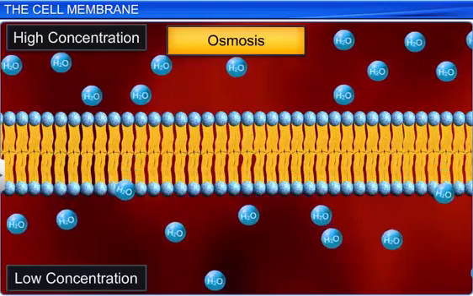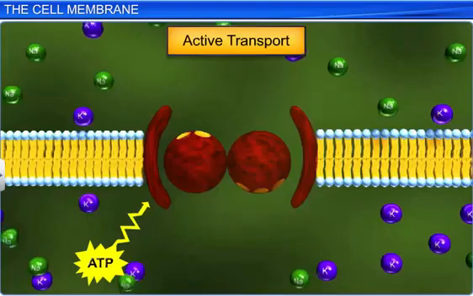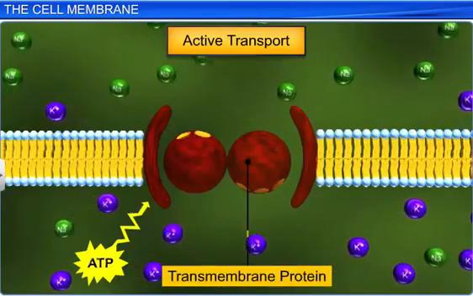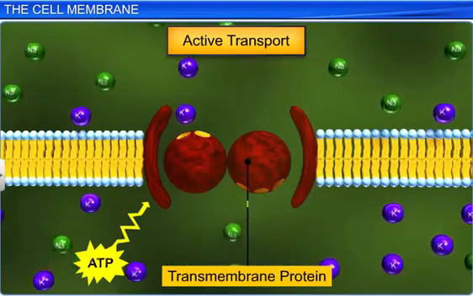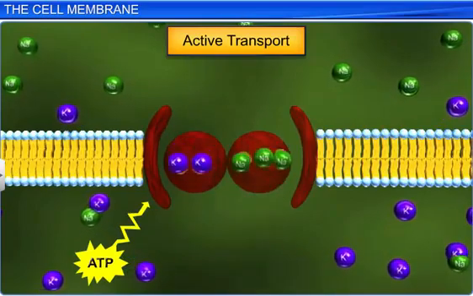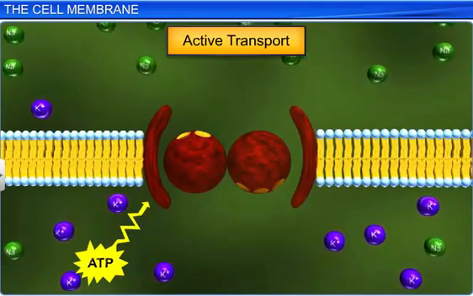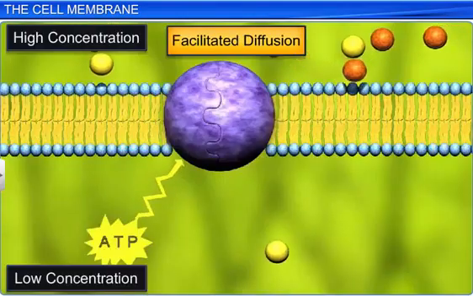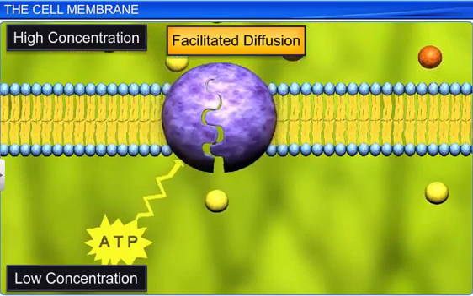through diffusion. In active transport, transmembrane proteins act as pumps and utilize the energy from ATP to move substances against their concentration gradient, that is, from lower concentration to higher concentration. An example for this is the sodium-potassium pump. Sometimes, glucose is also transported against the concentration gradient via active transport.